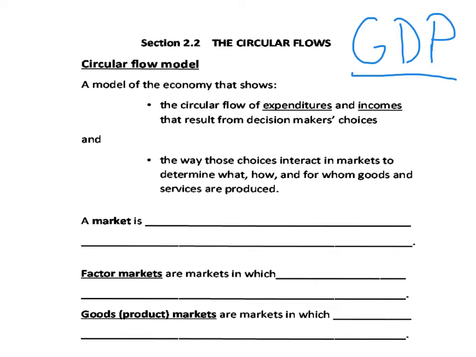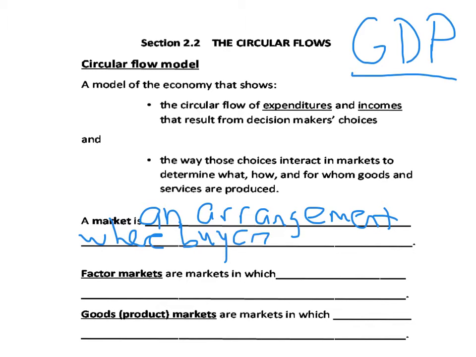So the question is, what is a market? Well, a market does not have to be a physical place, like a grocery store. It could be eBay. So a market is just some type of an arrangement where buyers and sellers can come together and interact.